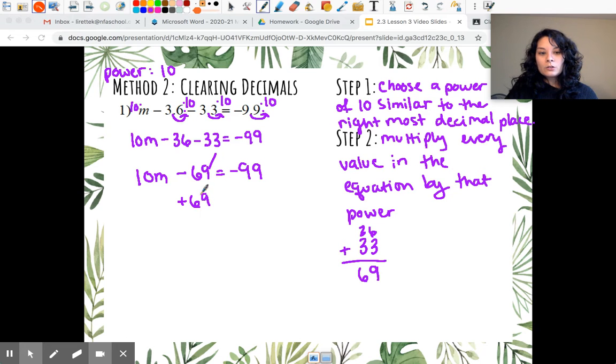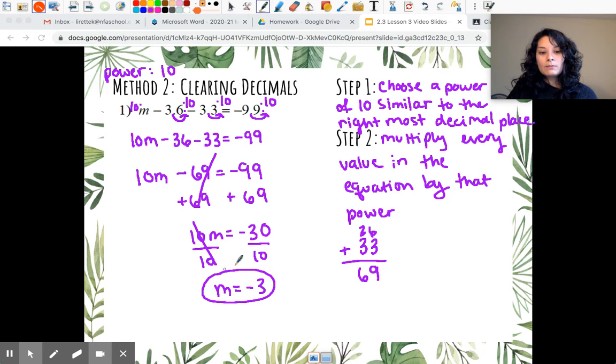Add the 69 to both sides. My signs are different, so I'm going to subtract here. 9 minus 9 is 0. 6 minus 9 is 3. I match the negative because it's bigger. Last step would be to divide both sides by 10, and m is equal to negative 3. So we get the same exact answer. So I encourage you to play around with this new method to see if it's something that you prefer.